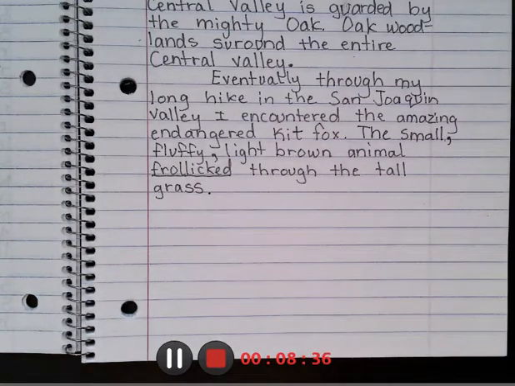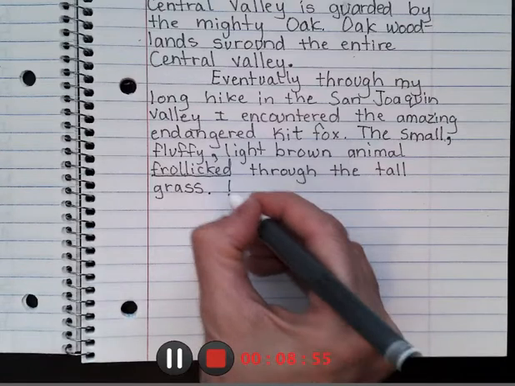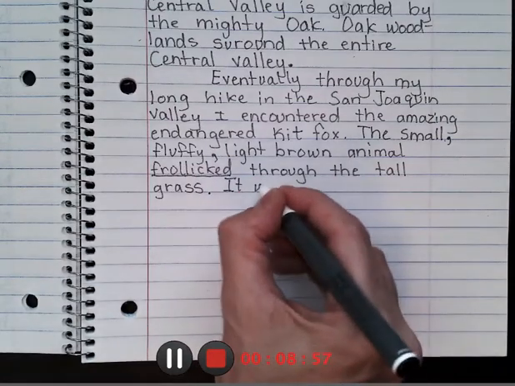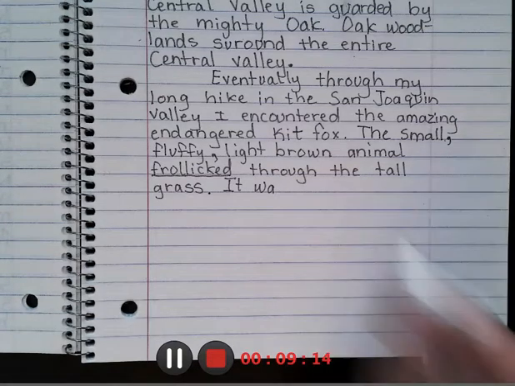Eventually, through my long hike in the San Joaquin Valley, I encountered the amazing endangered kit fox. The small, fluffy, light brown animal frolicked through the tall grass. It was an amazing and beautiful thing to see something that is nearly extinct. Remember, say it out loud because otherwise it may not come out the way you thought it was going to come out.